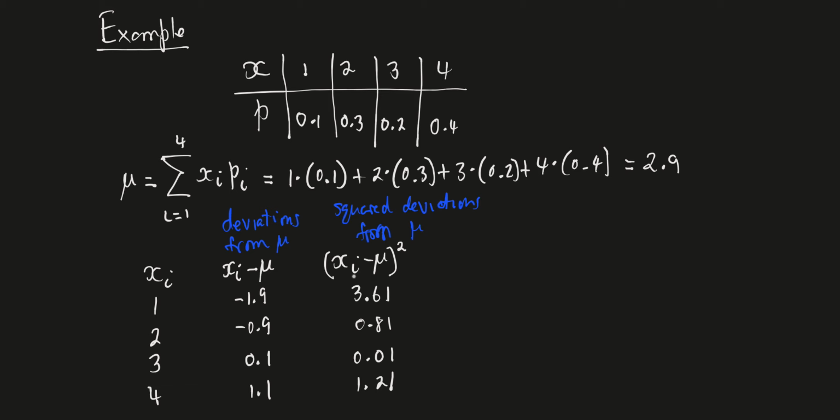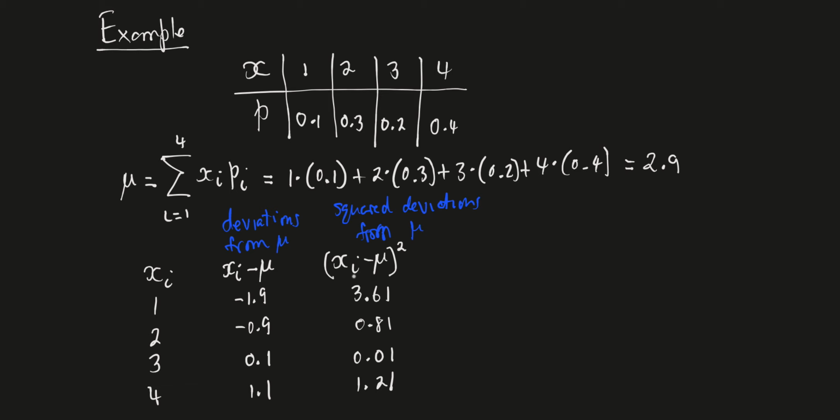So again, take the squared deviation from 2, or of 2 from the mean. That's the precise way to say it. So 0.81 times the corresponding probability, that's where we use the 0.3. So 0.3, and that gives us 0.243.